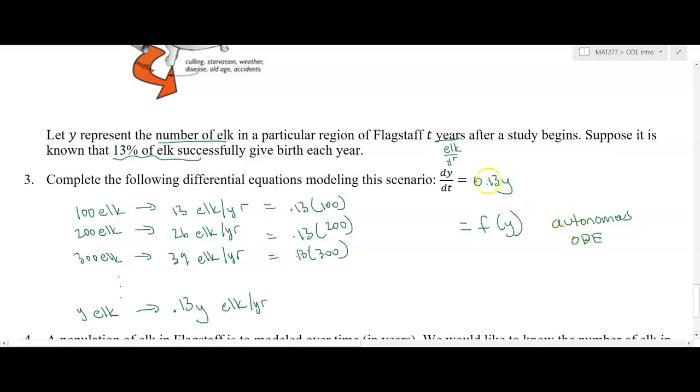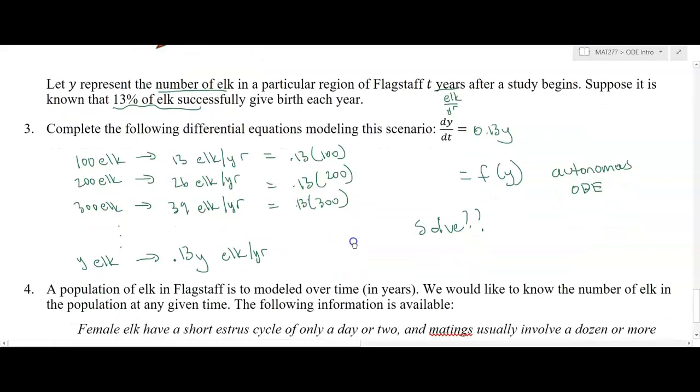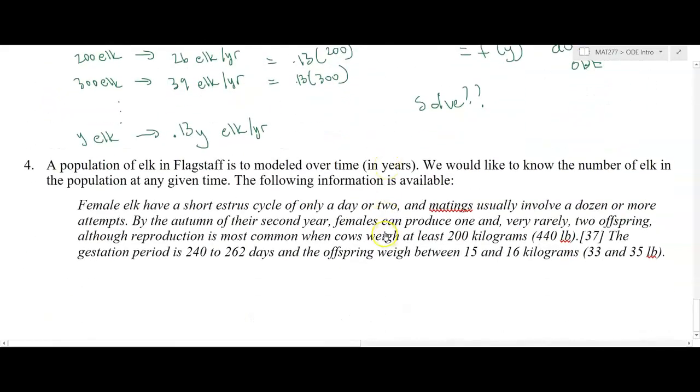Pretty cool. We don't know how to solve this because it involves the dependent variable in it. And we'll soon learn a technique that's actually pretty simple in concept that's called separation of variables that will help us solve this equation. But we'll come back to that later. That's not the purpose of this video.